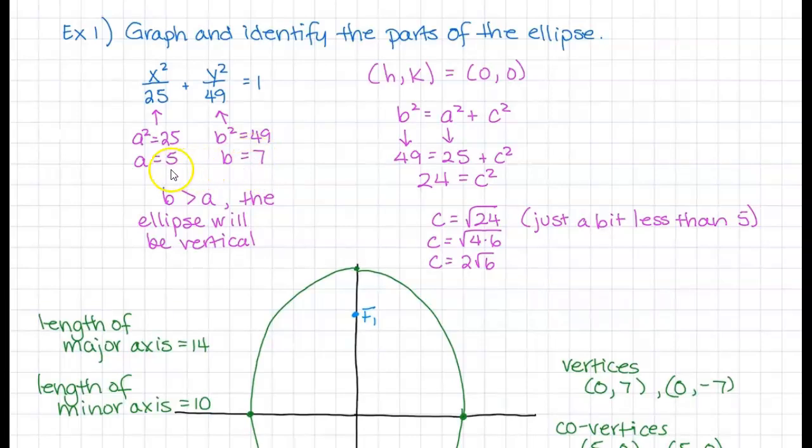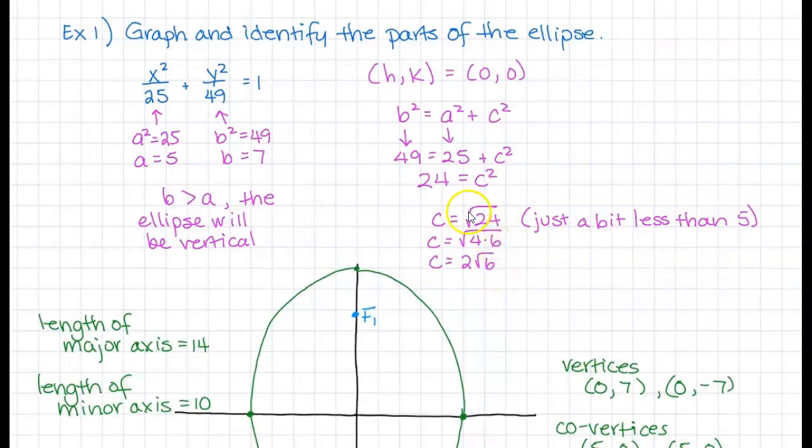We can see that b is bigger than a, so we know the ellipse is going to be vertical. And then, because b is the biggest number, we're going to have this formula, a squared plus c squared equals b squared. We have to add up to the biggest thing. If you plug in a and b, you can find c, and so now we have the value for c.